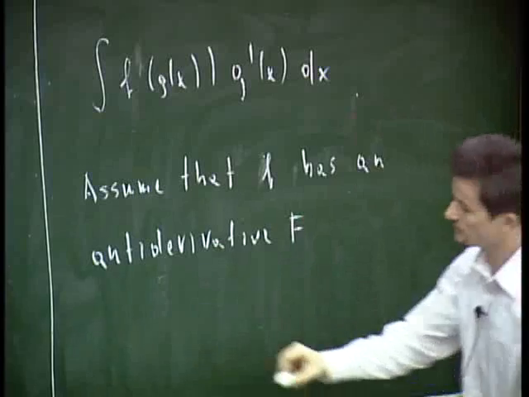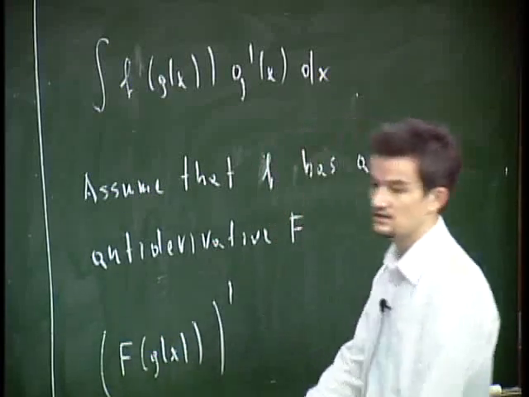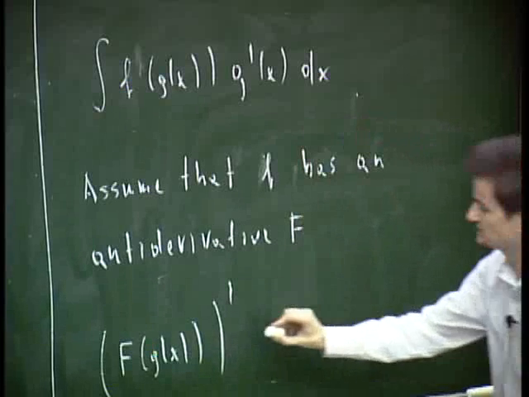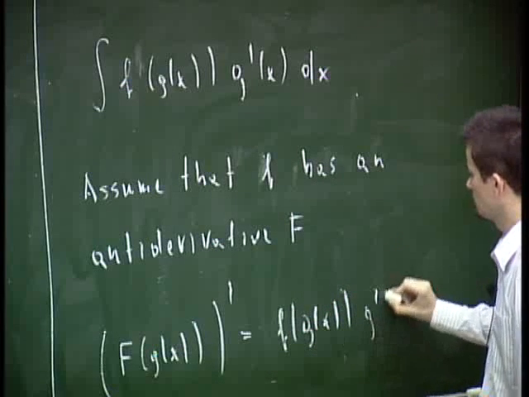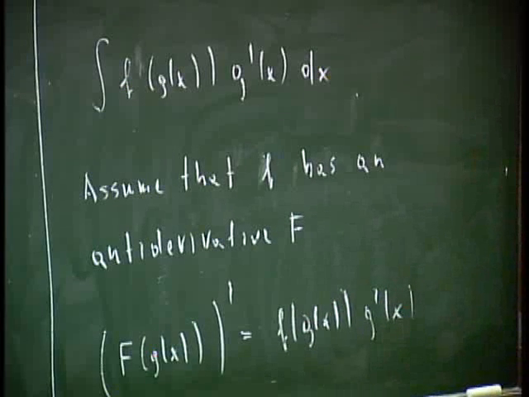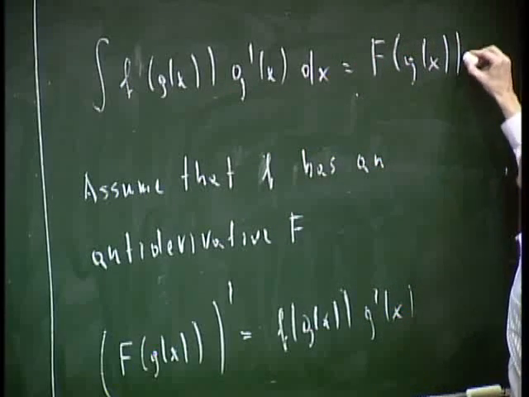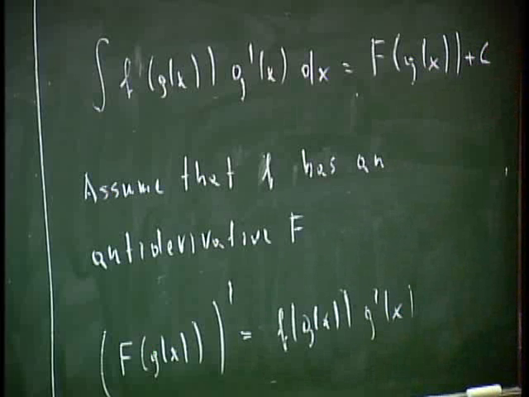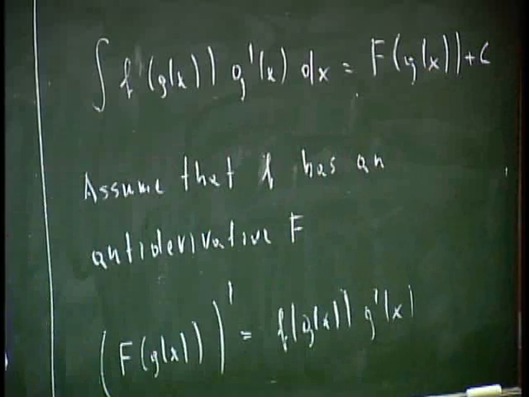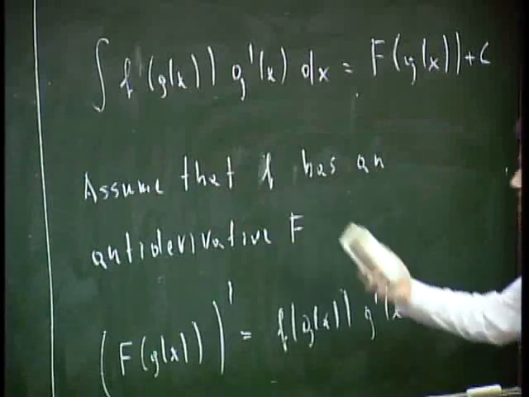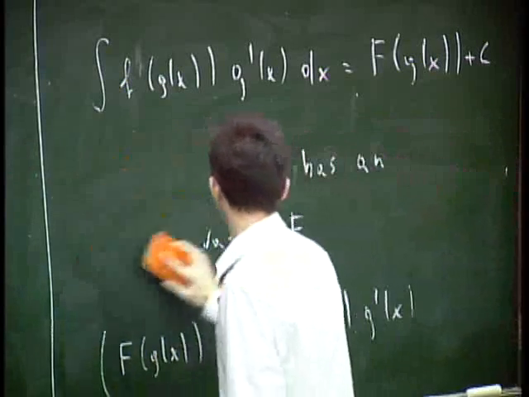Then you see that if you look at this function here and you differentiate it, what you get is by the chain rule. That's what I mean: the substitution rule is somehow the inverse of the chain rule. And because this is an antiderivative, this is equal to F of g of x plus a constant. So now this is one way to compute this integral. Another way would be as follows.